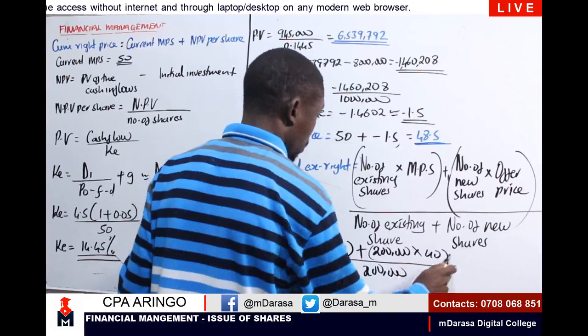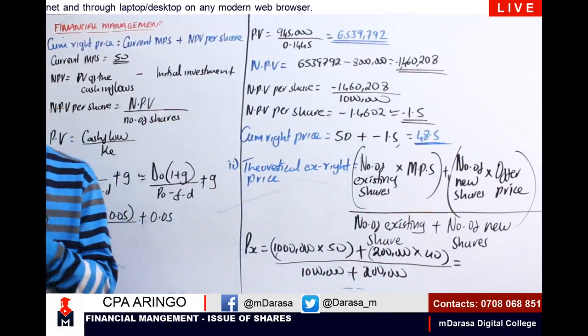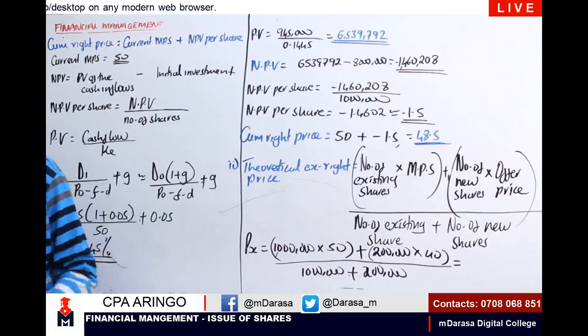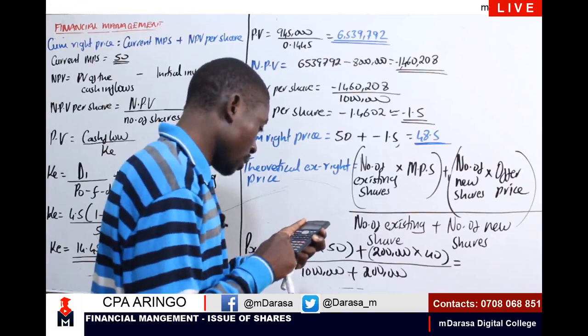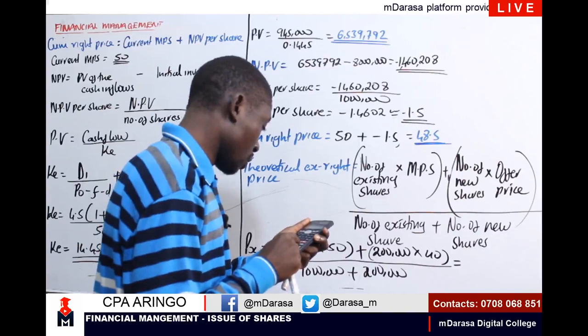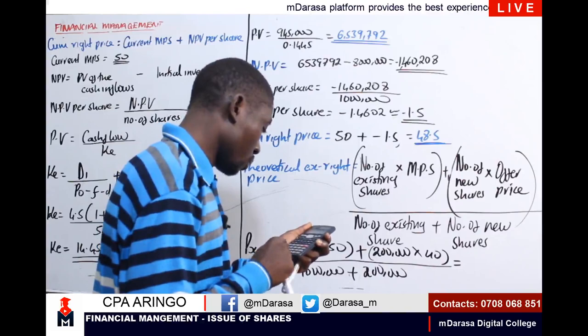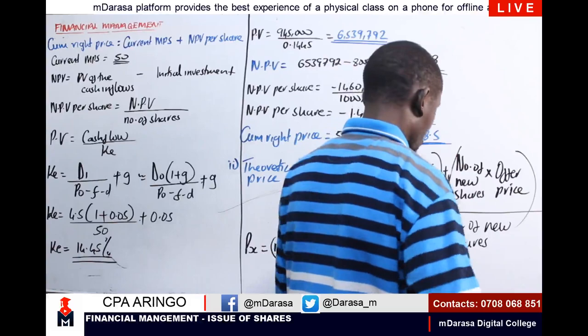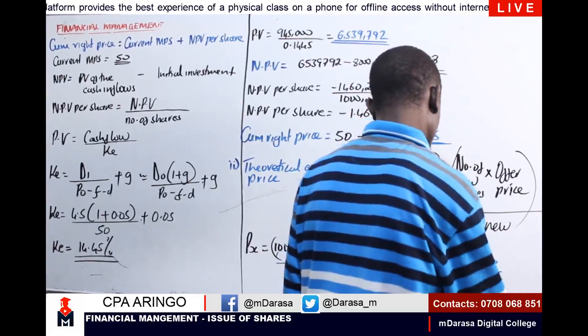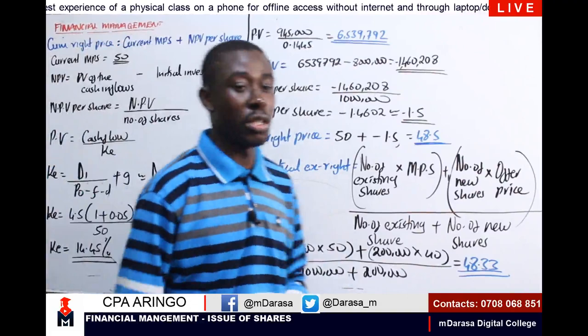So therefore, what will be our theoretical ex-right price? We should be talking, of course, of 1 million times 50 plus 200,000 times 40. We divide by 1.2 million. I'm getting 48.33. So that should give us our theoretical ex-right price.